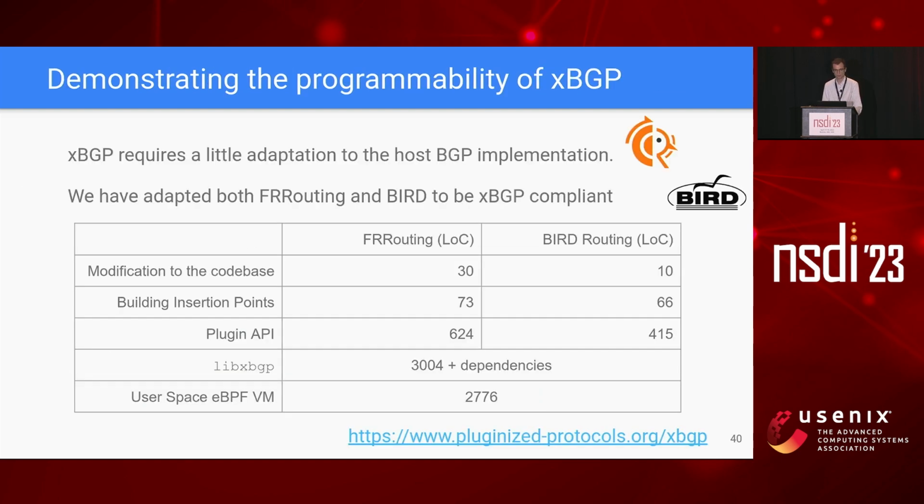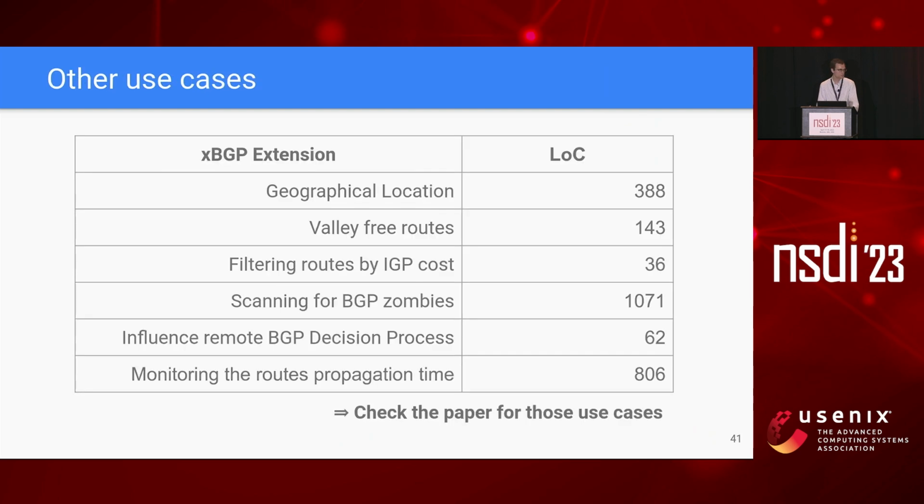So to prove the programmability of xBGP, we added our interface in two open source implementations of BGP, which are FRRouting and BIRD. On the slide, you have the lines of code that we had to modify or add to make it xBGP compliant. And throughout this presentation, I will explain the geographical location use case, but to prove that xBGP is as generic as possible, we have implemented other use cases, and if you are interested in those, you can check the paper or the code itself.